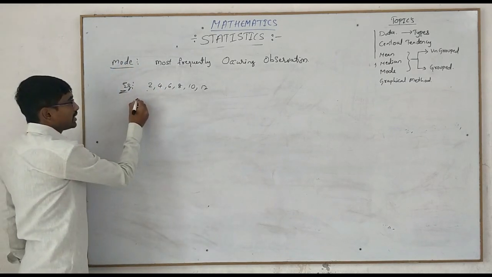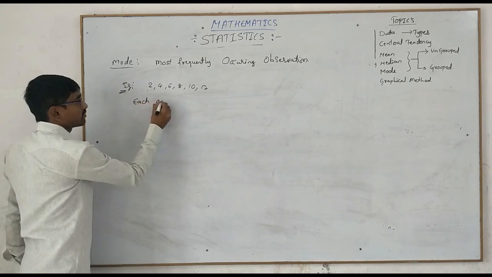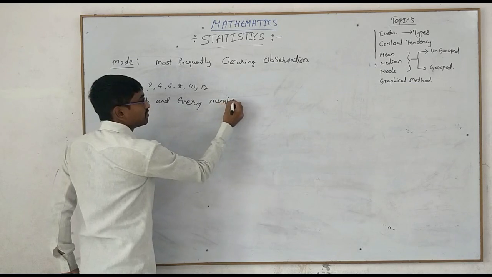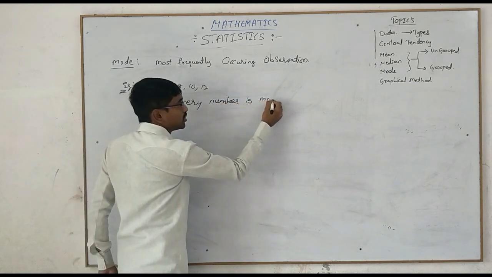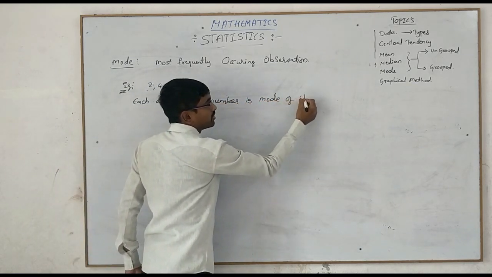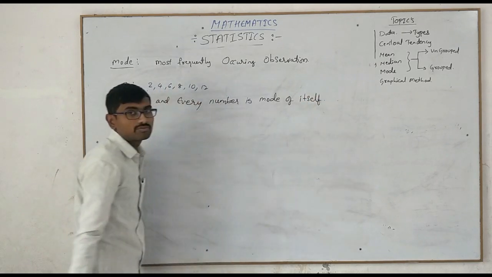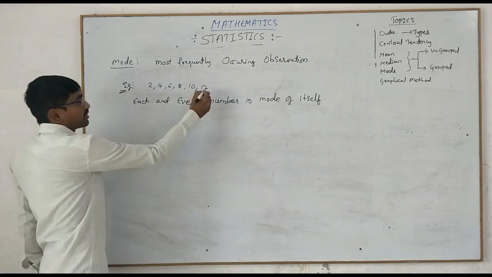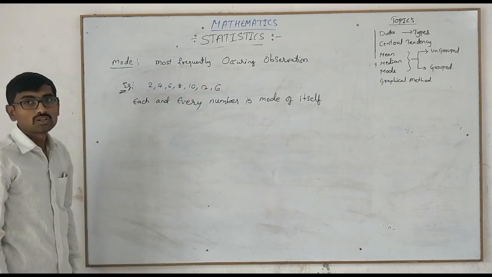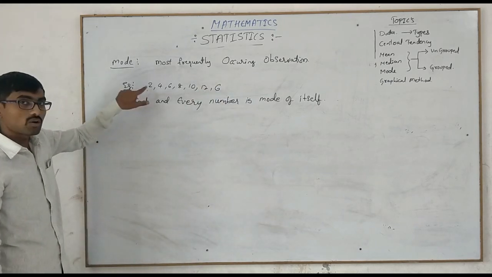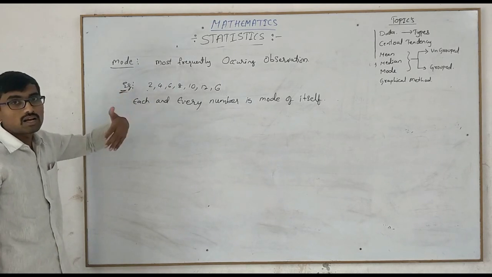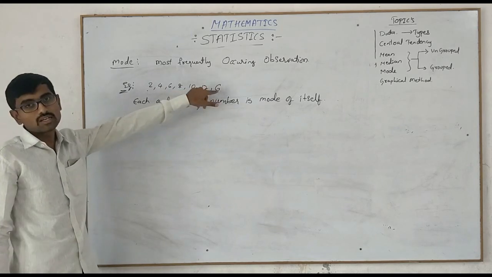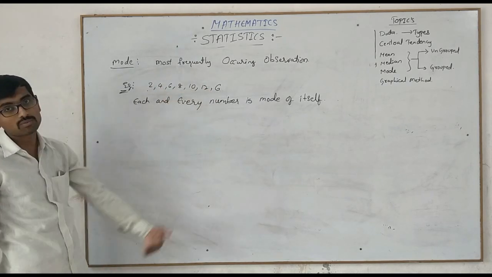So here each and every number is the mode of itself. If I take one more observation, that is 6 here, the number of observations has changed. Till now we had 6 observations, so now we have 7 observations: 1, 2, 3, 4, 5, 6, 7.